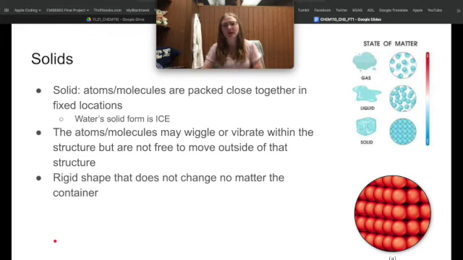When we're looking at a solid, it's going to look like picture A over here, where I've got all of these atoms. They're very tightly packed together, and they're in a rigid structure. So that's what you can expect from a solid.